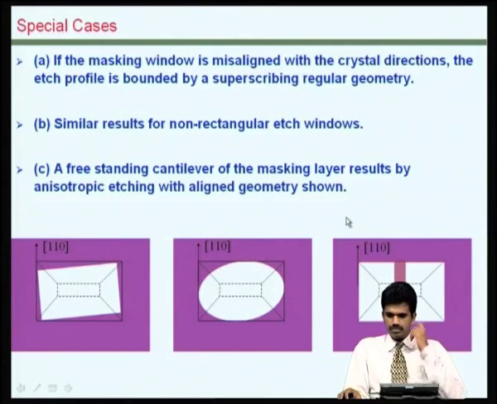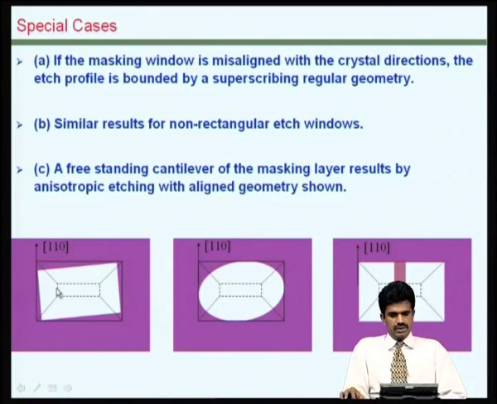For example, if the etch window is off from the crystal directions, as you see in the figure on the left, if there is a slight angle, what would happen is we will get a rectangular truncated pyramid in this case, but the base of it will not be aligned with respect to the etch window itself, rather it will be a superscribing rectangle from the etch window.